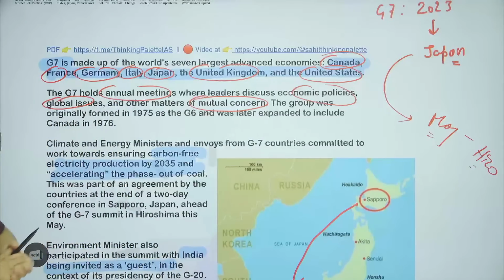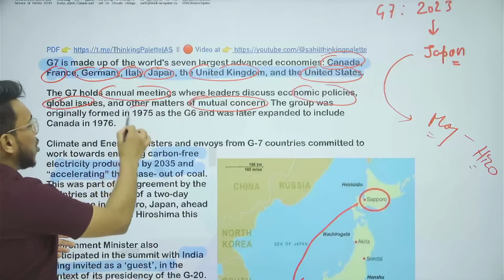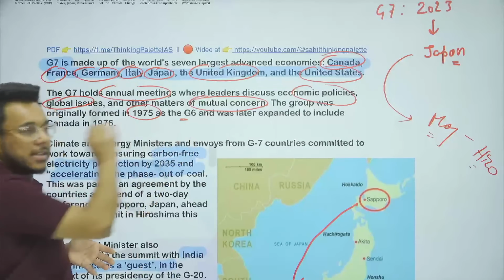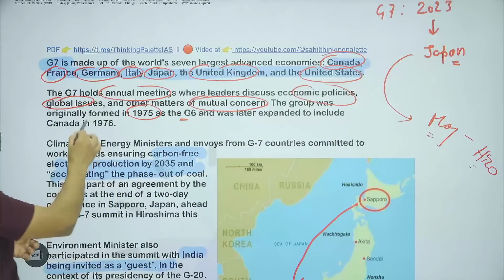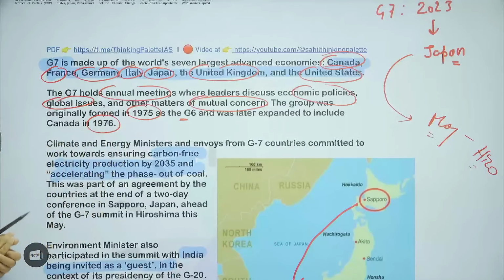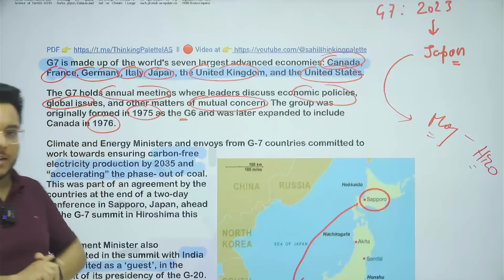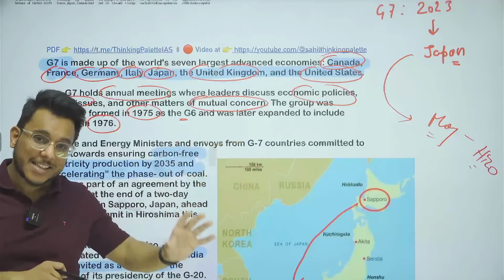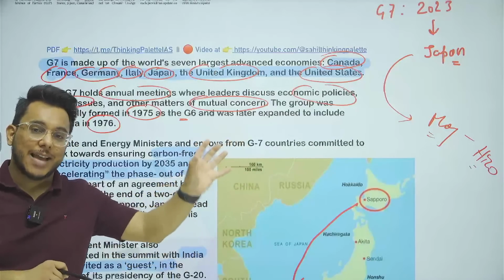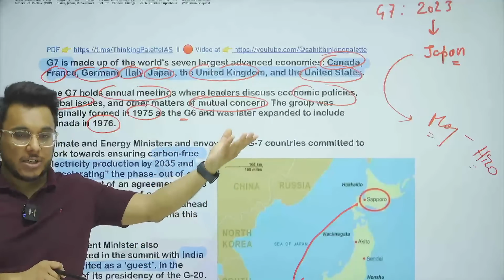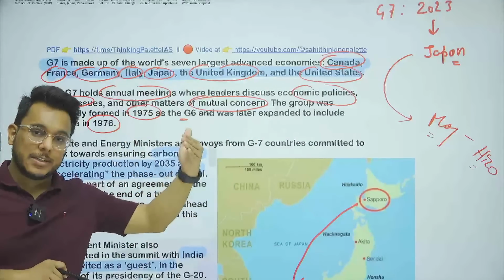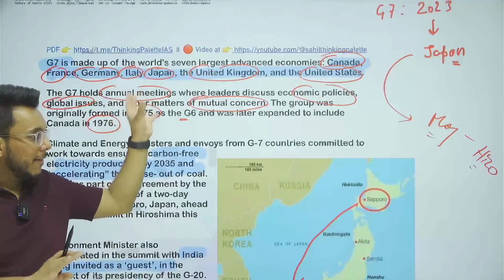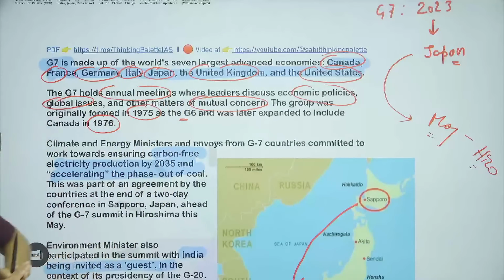Now, this grouping was formed in 1975, originally as G6. But what happened later? Canada was included in 1976, and then it became G7. Then Russia was also included, and it became G8. But after that, Russia was excluded after Russia's annexation of Crimea. Then again it became G7. So G6, G7, G8, then again G7. And right now we have G7, whose summit will be held in Hiroshima.